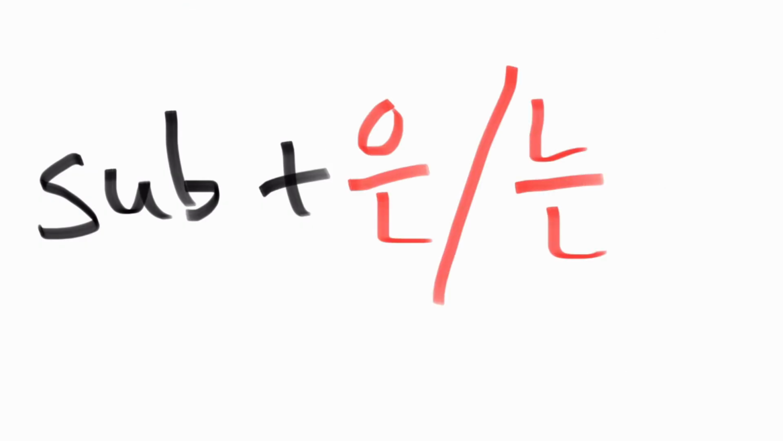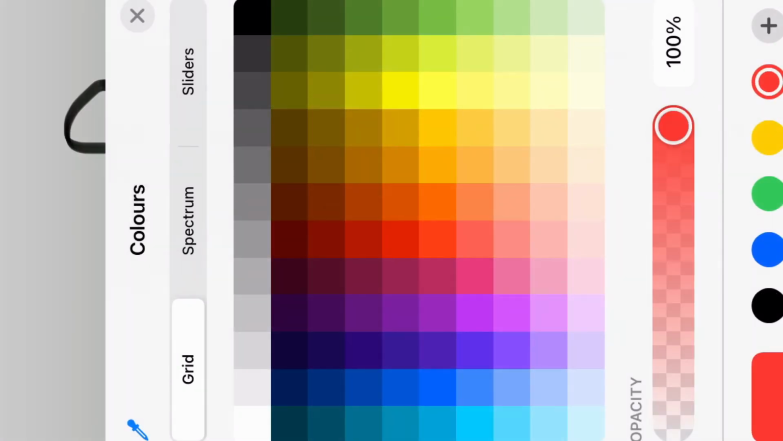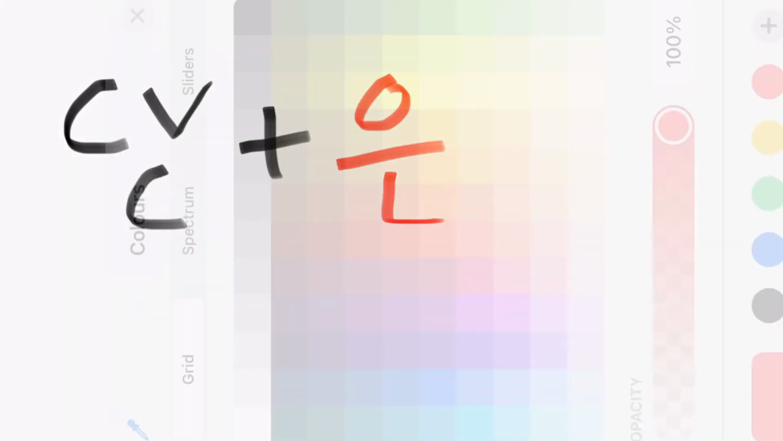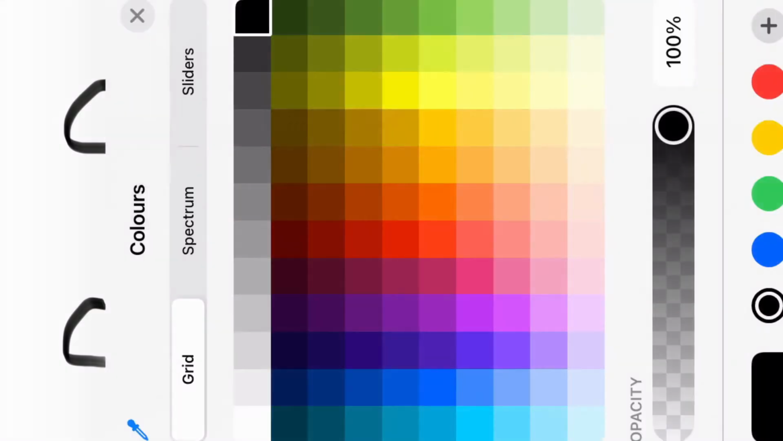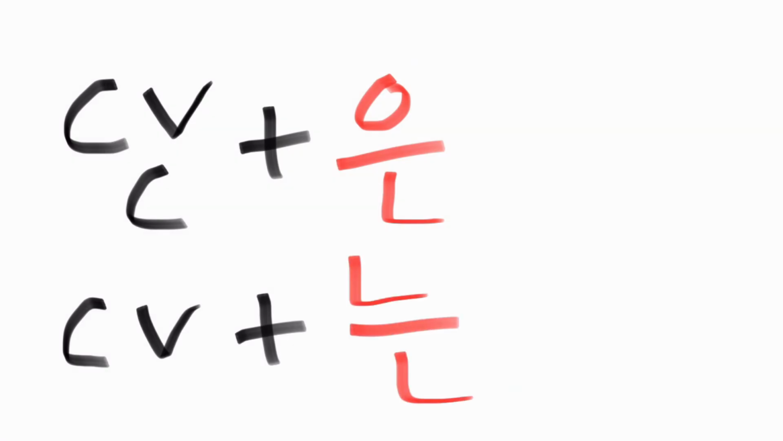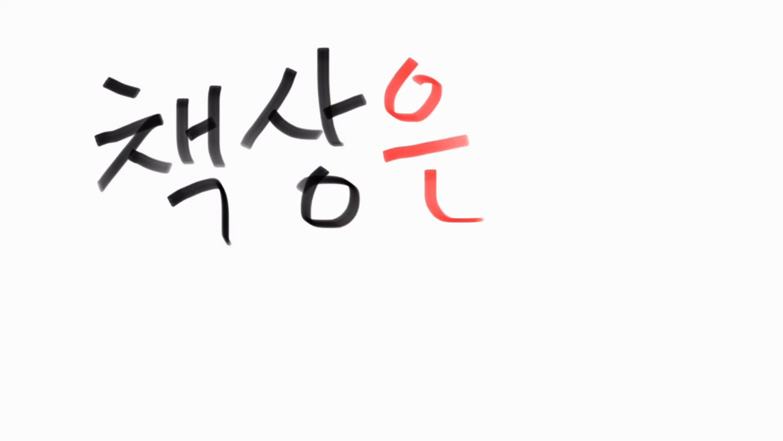The other two particles are un and nun. They are not only used for the subject markers but also topic markers and for specifying a certain subject. Un is attached to the subject when it ends on a pachim, and nun is attached to the subject when it ends on the vowel. We go with the same example. 책상은 전화는.